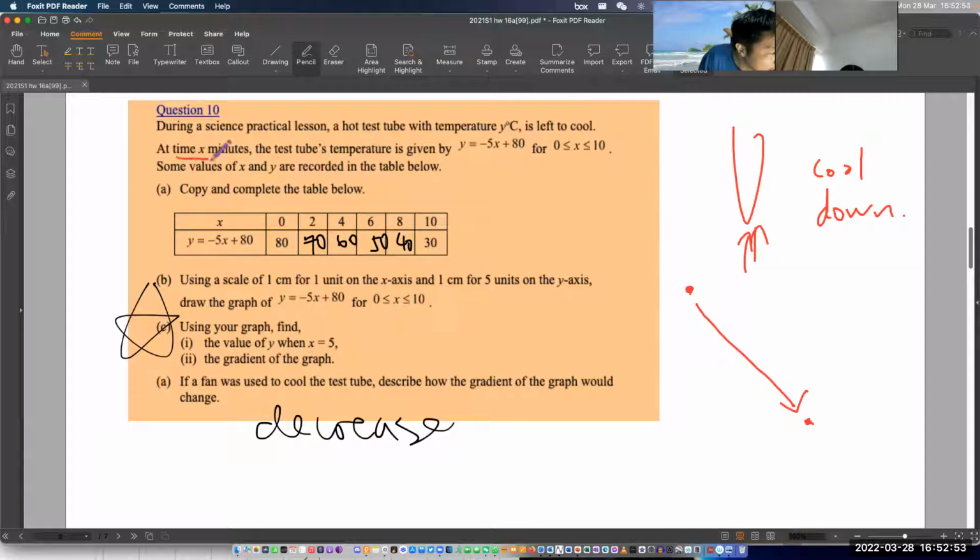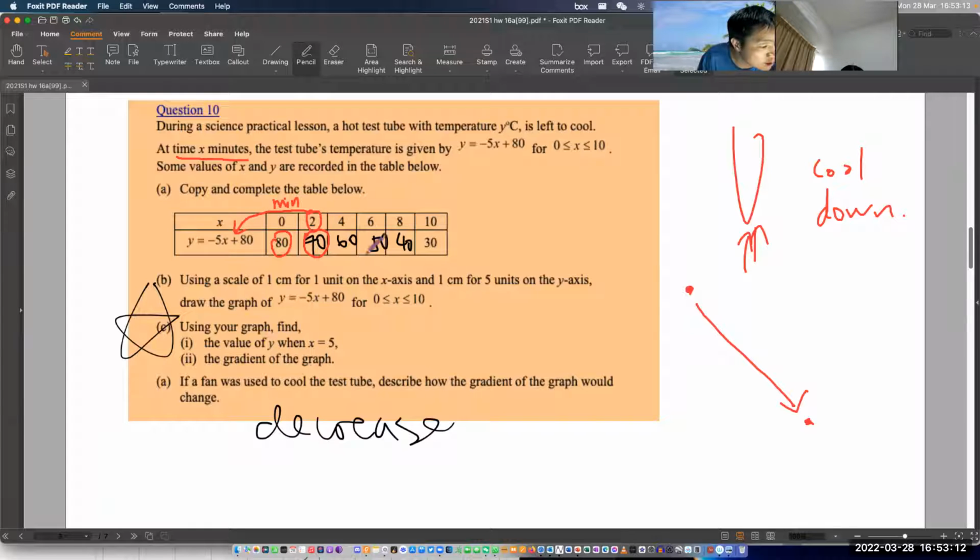Okay, time is X minutes. So this is 0 minutes. At 0 minutes it is 80 degrees Celsius. And then after 2 minutes it is 70 degrees Celsius. How do you get it? You put it into this.